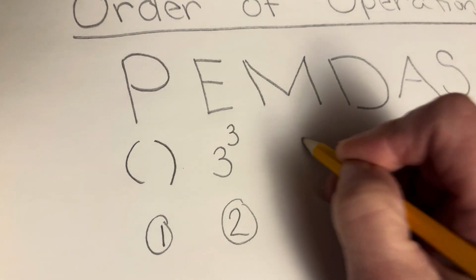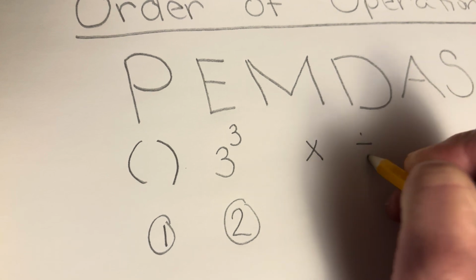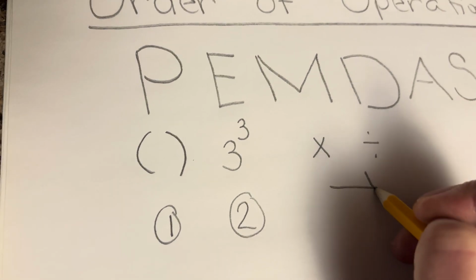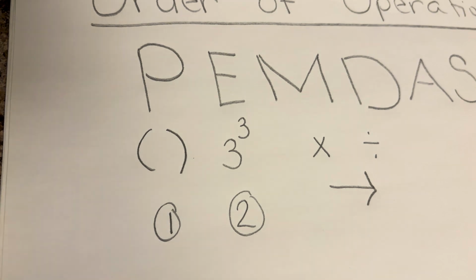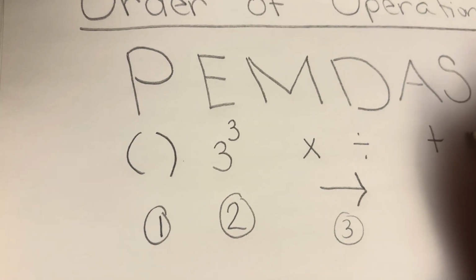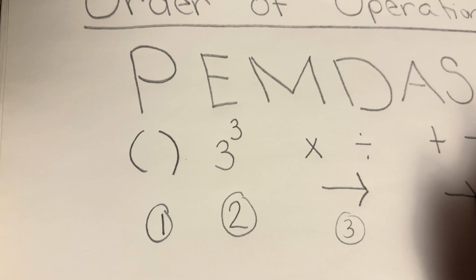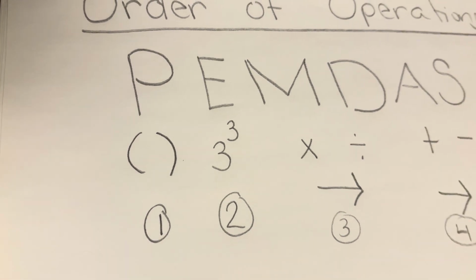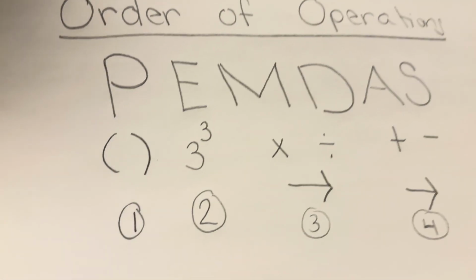Your third step is multiplication and division, and that comes from left to right. And that's step number 3. And then your fourth step is addition and subtraction, and that also comes from left to right. So those are the steps you must follow.